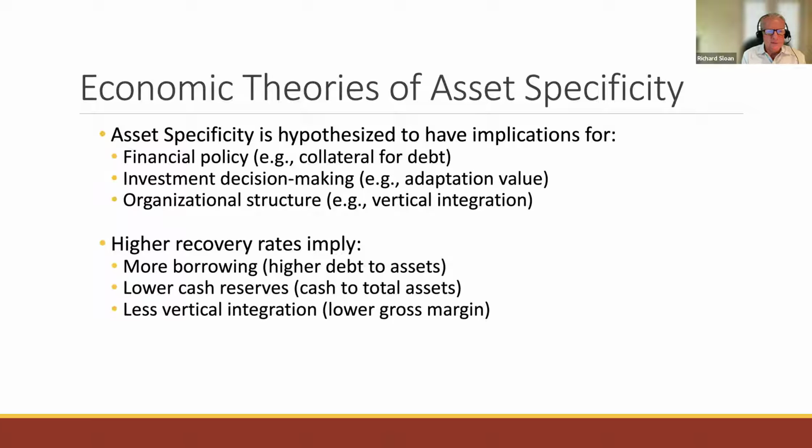You can liquidate them quite easily if you've got high recovery rates, and then you're less likely to vertically integrate. These were Oliver Williamson's and others' theories: because of hold-up costs and transaction costs, when different firms in a supply chain have specific assets, you're more likely to have a vertically integrated ownership structure. And the proxy from the literature for vertical integration is gross margin, with the idea that the more of the capital investment across the supply chain you have, the higher your gross margin.